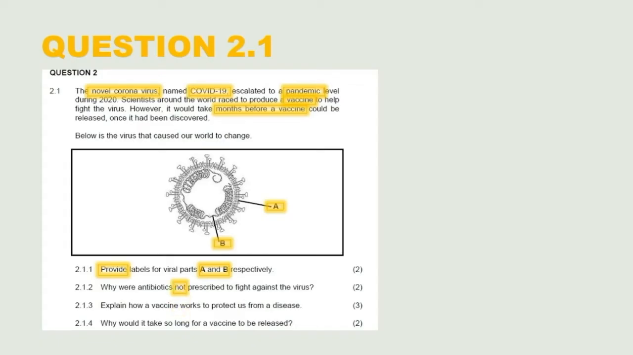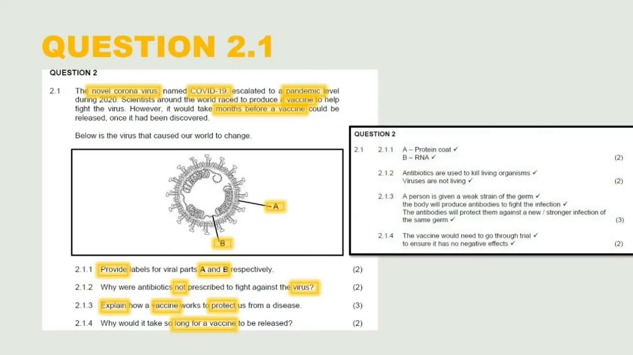Then question 2.1.2, they ask us why antibiotics were not prescribed to fight against the virus. Then 2.1.3, explain how a vaccine works to protect us from a disease. And then 2.1.4, why would it take so long for a vaccine to be released? So let's have a look at the memo.